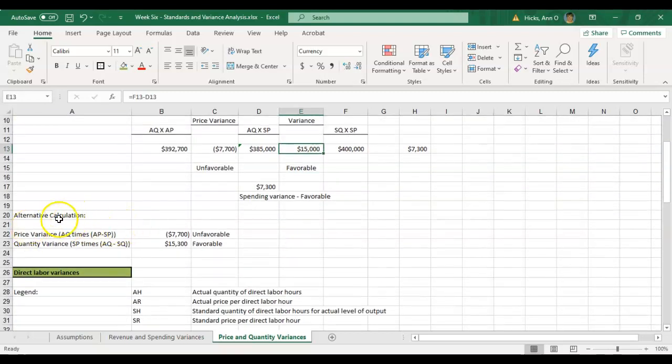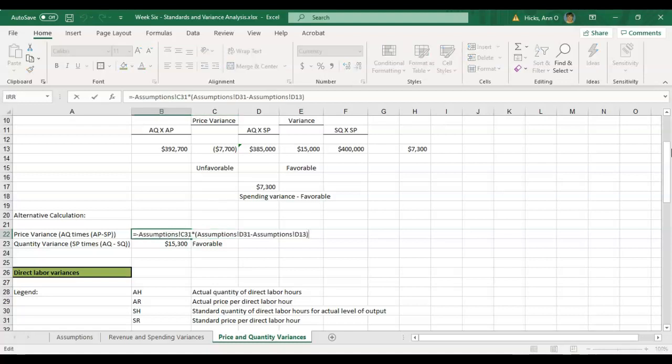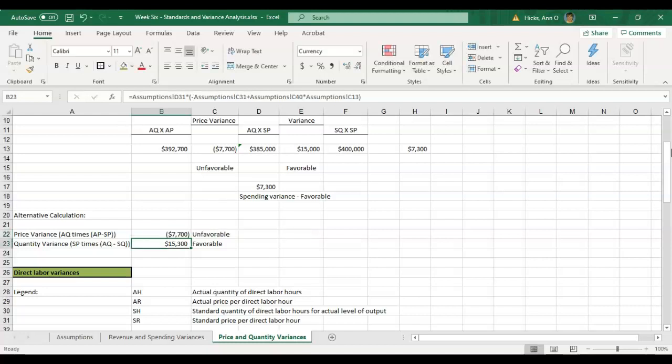Now, let me walk through the alternative calculation here. Again, I do that visual because I think it's a better visual, but you can also do this in an equation format. The price variance is actually the actual quantity times the difference between the actual price and standard price. So you can come up with the same number by just taking our 77,000 times the difference between the $5 and the $5.10.